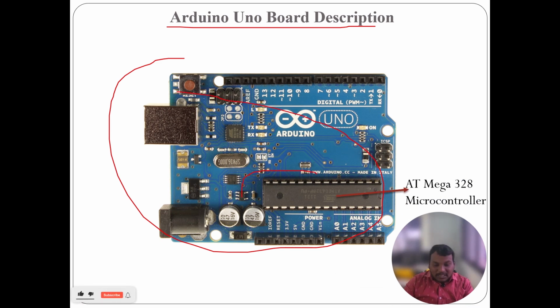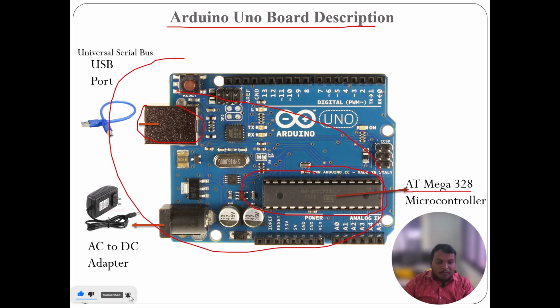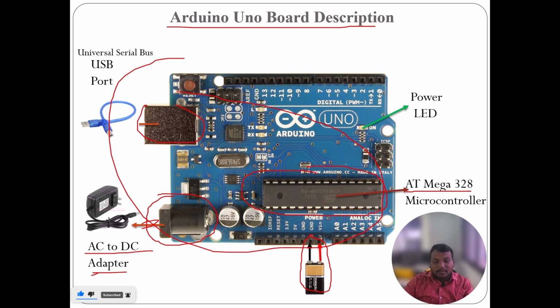First, this one is a microcontroller, named ATmega328. This one is a USB port which is connected to laptops and desktops with the help of a USB A to B cable, and this is the Arduino power jack or adapter. We can give a DC or AC power supply with the help of this jack. Coming to this, battery Vin and ground, we can connect a battery to Vin and ground. And this is the power LED. We give external power to the board, so the microcontroller is on and the LED turns on.